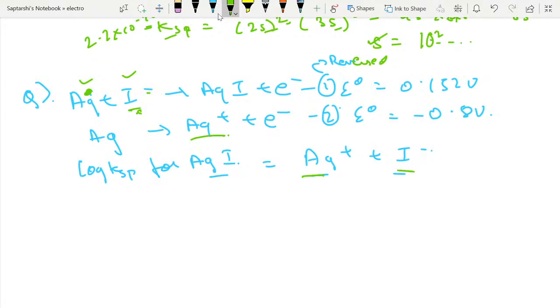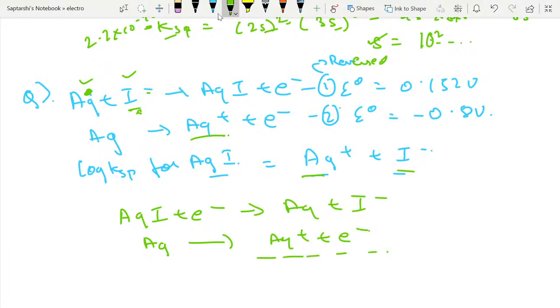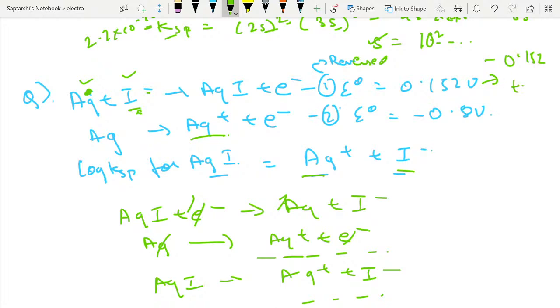So if we do that and we reverse it, what do we get? We get AgI plus electron giving you Ag plus I minus, and over here we have Ag giving you Ag plus electron. So Ag gets cancelled, and finally electron and electron get cancelled. We have AgI giving you Ag plus I minus. So it's right, we got the right form. All we need to do is reverse the value of this. This will be minus 0.152. This will be the same, so this will be plus 0.8, and this will give our E dot value.